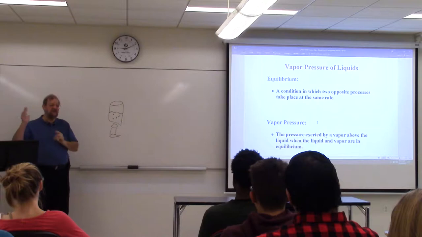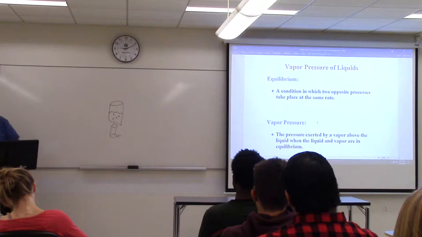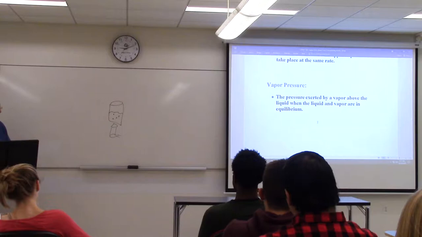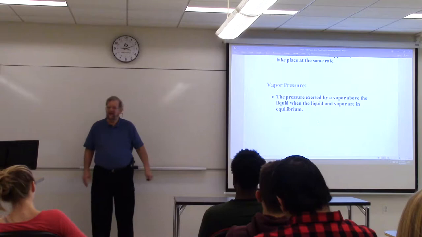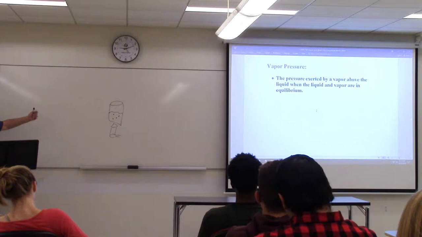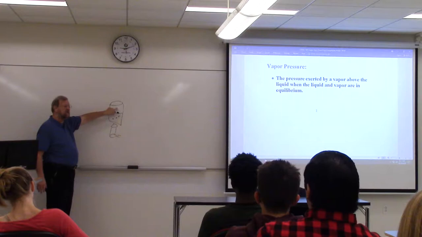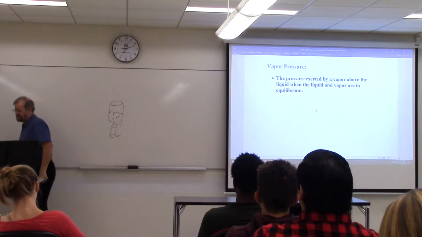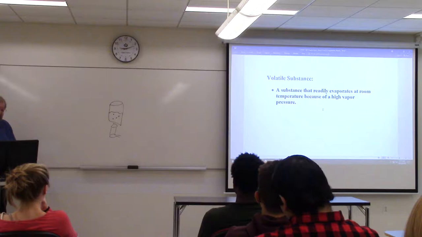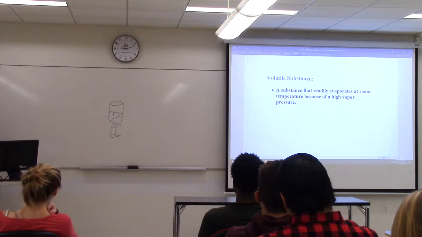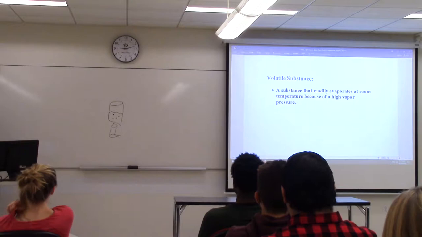And the vapor pressure: since you have a vapor, which is just a gas of something that should be a liquid, you can measure the pressure, in millimeters of mercury, torr, or atmospheres, and that's the vapor pressure. When you have vapor pressure over a liquid, it's in equilibrium. What's coming in and going out is at the same rate. And just to throw another term at you, a volatile substance is something that evaporates at room temperature very quickly because it has a high vapor pressure. It forms a lot of vapor. Gasoline is volatile because it forms a vapor very easily, which is flammable and dangerous.